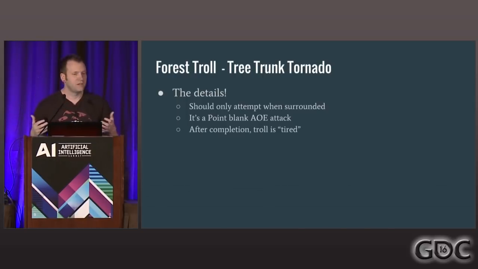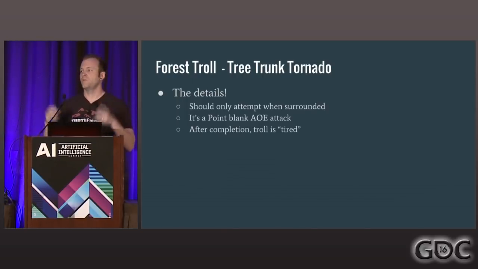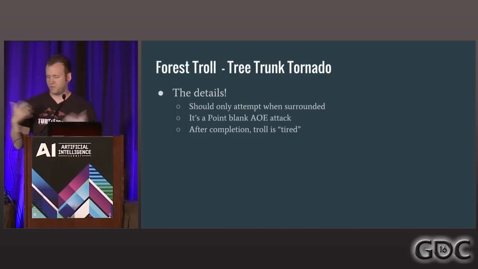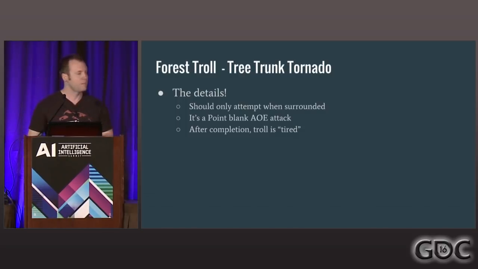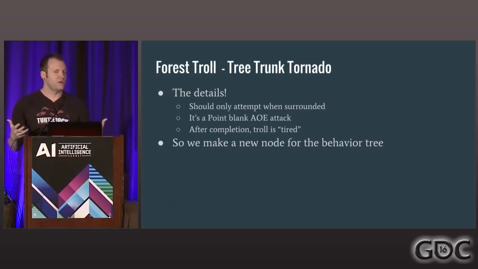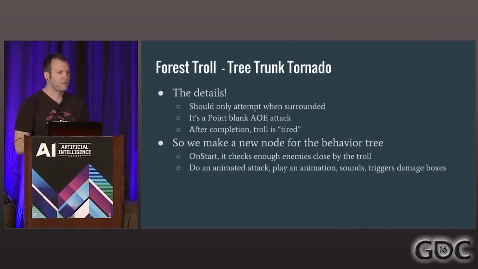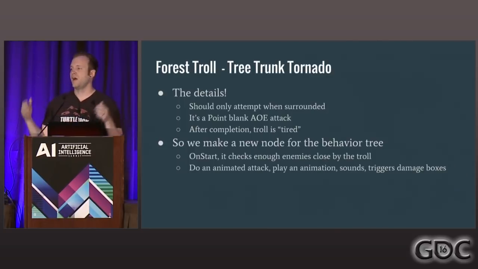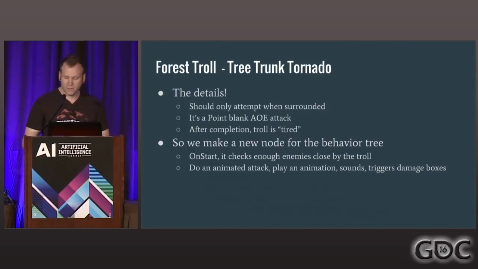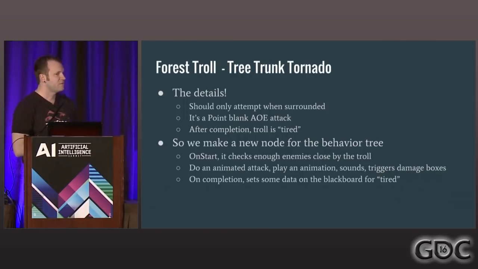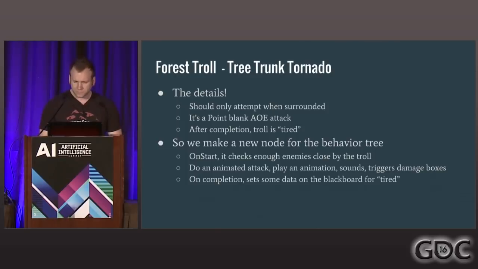And after completion, he's going to be tired. We want to set some kind of state of tiredness to be used in some other behavior later down the line. So we could simply just make a node in the behavior tree to handle this stuff, right? On start, we can check to see if there's enough enemies. If not, we can fail out. If so, we can go ahead and play the animated attack part, which is triggering animations, playing sounds, damage boxes, and things like that. And on completion, we can set some state in the blackboard for tired, which we could use later.